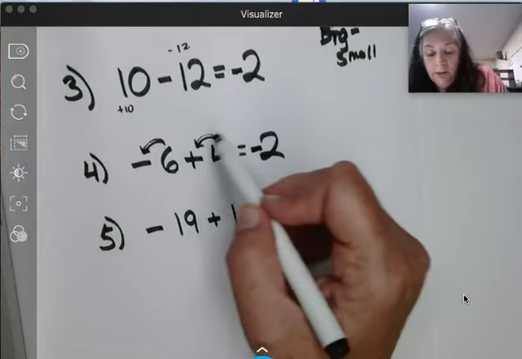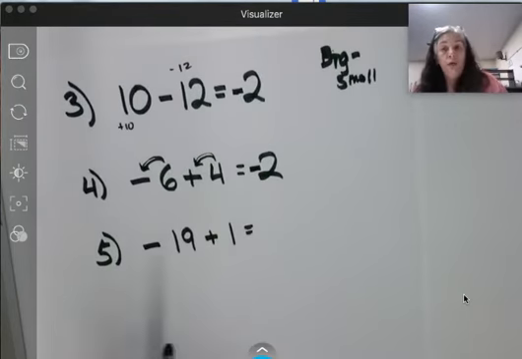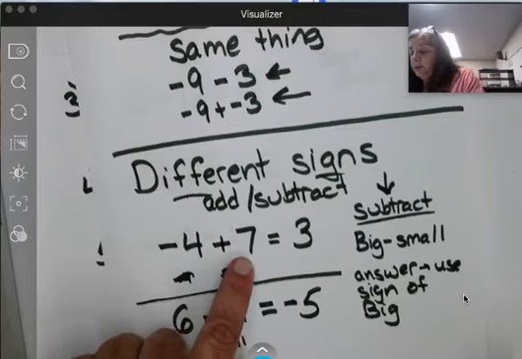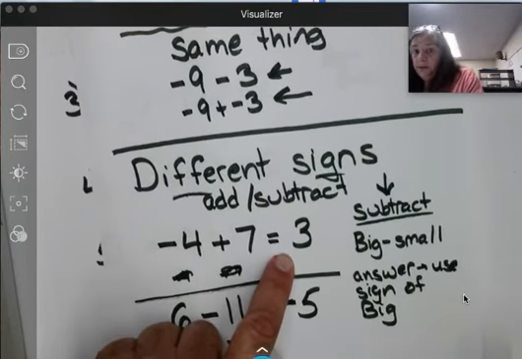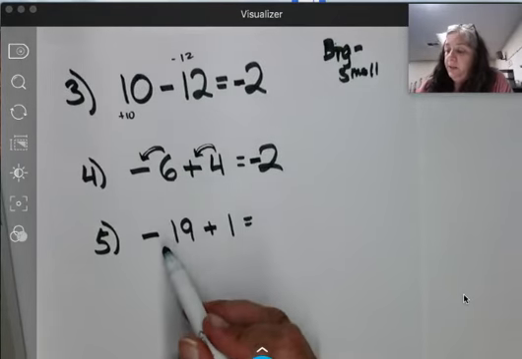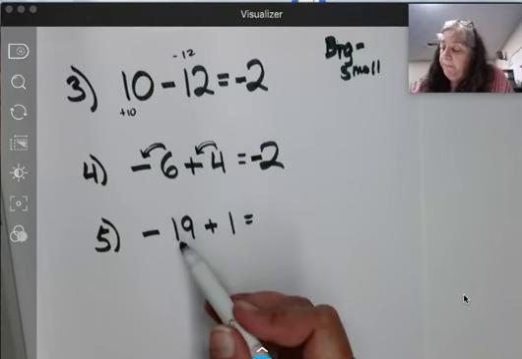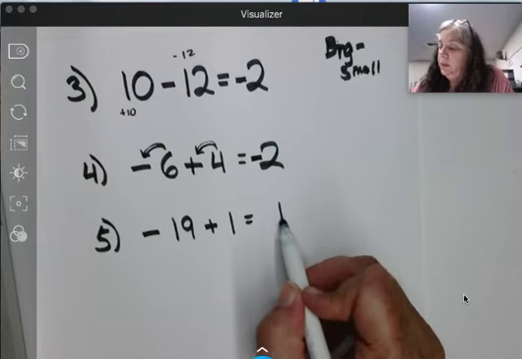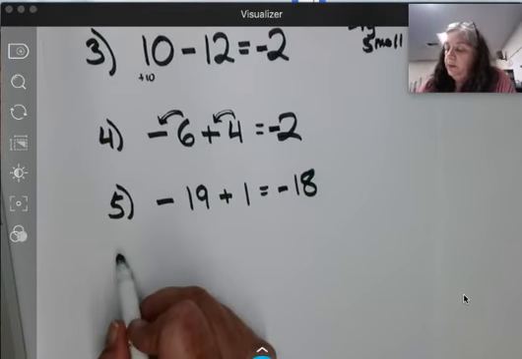Now, is it always going to be negative if you have a positive and a negative? No, not in addition or subtraction. Look at this one. Negative 4 plus 7. Since 7 was the bigger number, it wins. We had a positive answer. It just happens, the 3 examples I picked here, that the big numbers were all negative. Negative 19 plus 1. Okay, 19 minus 1, that's 18, and negative. Okay, let's do 2 more.